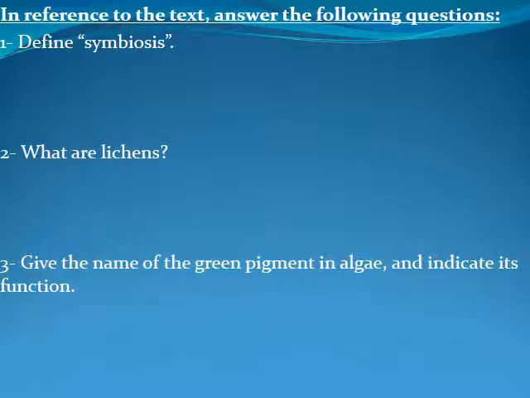Moving to the first question. In reference to the text, answer the following questions. Define symbiosis. What is symbiosis? Let's see for Hamad. From the text, according to the text. Symbiosis is a relationship that occurs between different organisms and helps each of them meet its basic needs. Excellent. This is the definition of symbiosis.